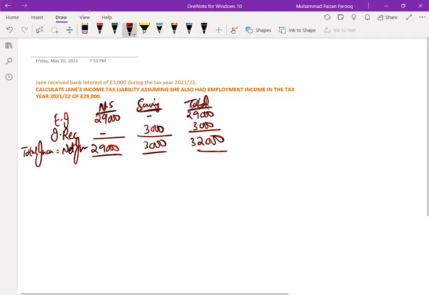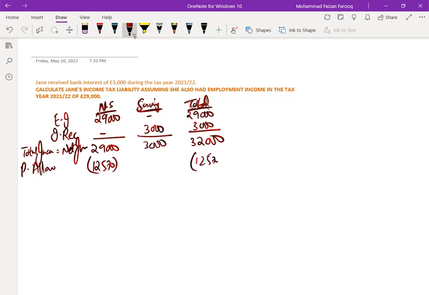Now the next thing is we will deduct personal allowance to get taxable income. So how much is the personal allowance? 12,570. Left with how much? 16,430. Total is 19,430. Okay. This is known as taxable income.